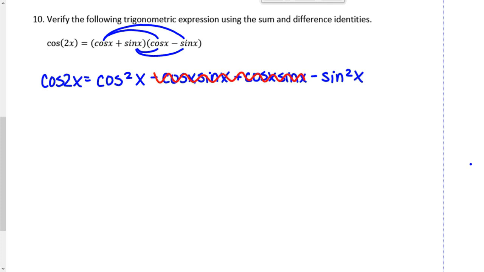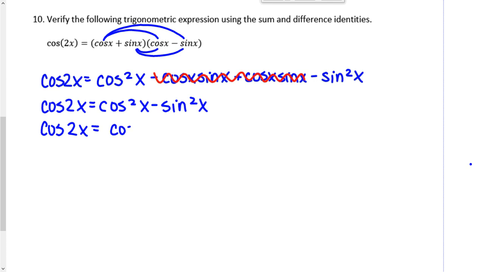Okay, so what am I left with now? Cosine squared x minus sine squared x. Take a look at your formula sheet. What is cosine squared x minus sine squared x equal to? Cosine 2x. What? Oh, I'm looking at the wrong one.